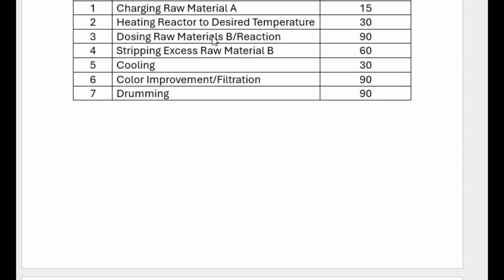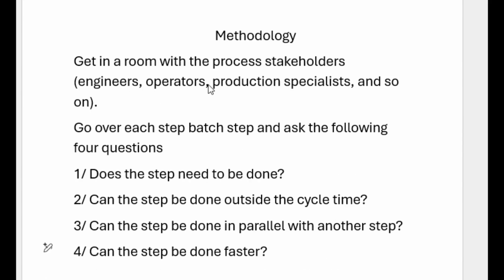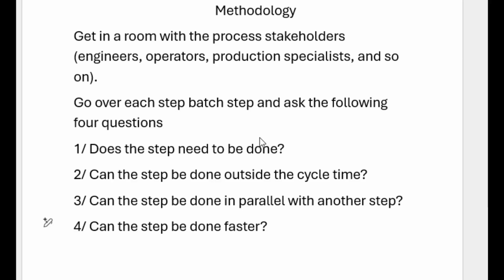So then you get together and you go through the recipe step by step. For each step you ask the team 4 questions. First, do I need to do the step? Is it needed? Can I just avoid it? Second, can I do the step outside of the cycle time, meaning can I do it outside the reactor? The third question is, can I do it in parallel with another step? And the fourth question would be, can I do it faster?